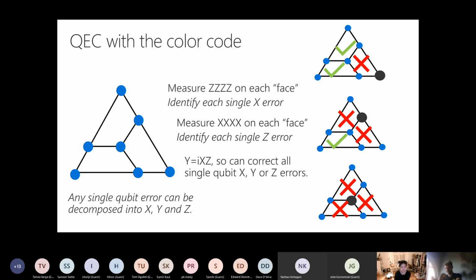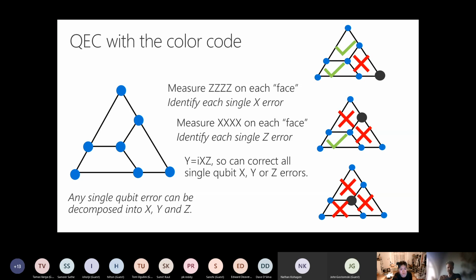So by separately measuring the Z-type parities and the X-type parities and correcting the X-type errors and the Z-type errors, we actually automatically, without any extra effort, will correct the Y-type errors as well. So this can correct against any single qubit X, Y, and Z error.